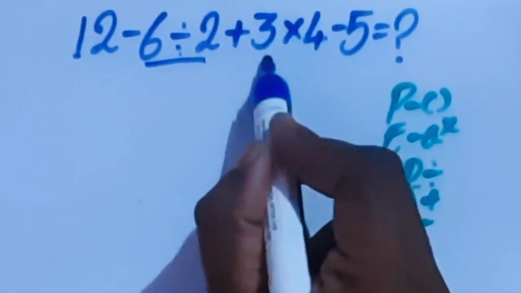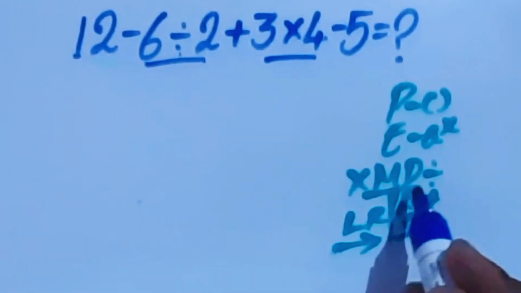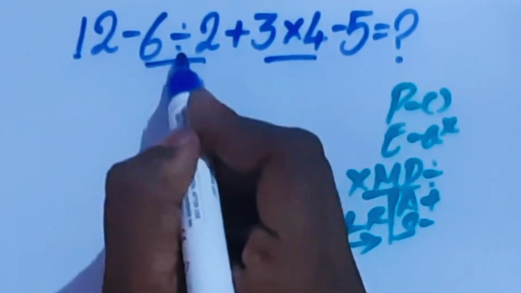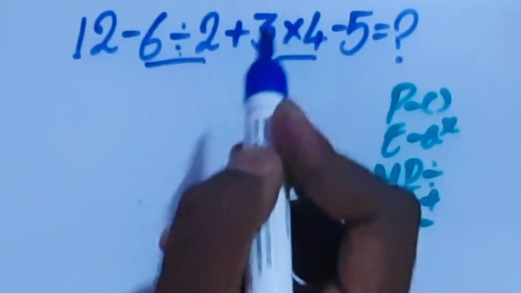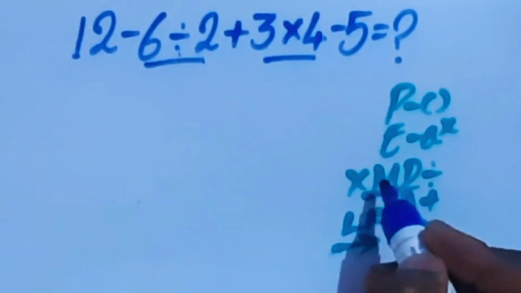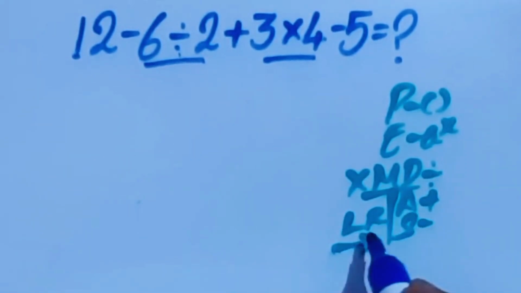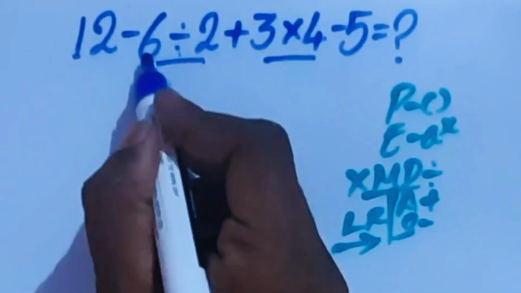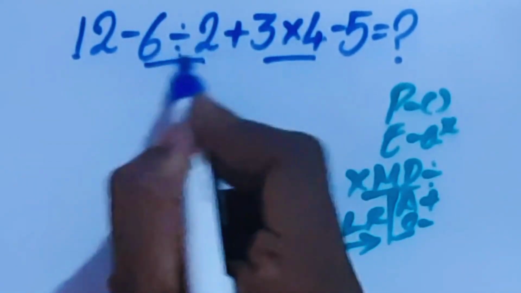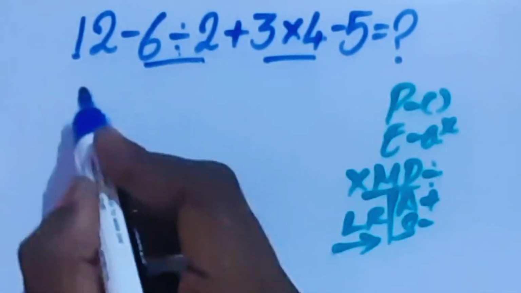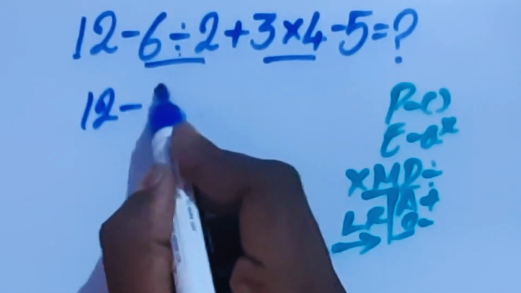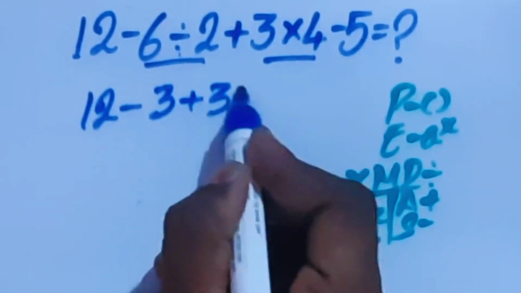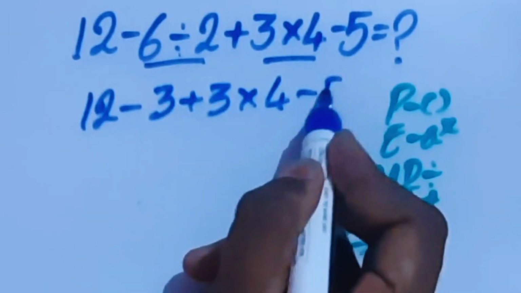Here, this division and multiplication are higher priority than this addition and subtraction. So we have to do this division and multiplication before this addition and subtraction. Here, multiplication and division are equal priority. For this equal priority, we have introduced this left to right rule. Here, left to right is this 6 divided by 2. So we have to do this 6 divided by 2 before any other operation. So, 12 minus this 6 divided by 2 is 3 plus 3 times 4 minus 5.